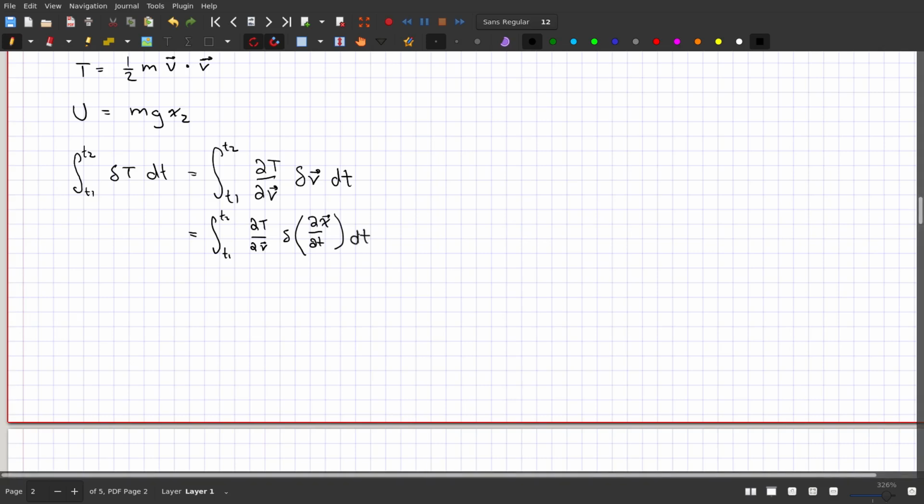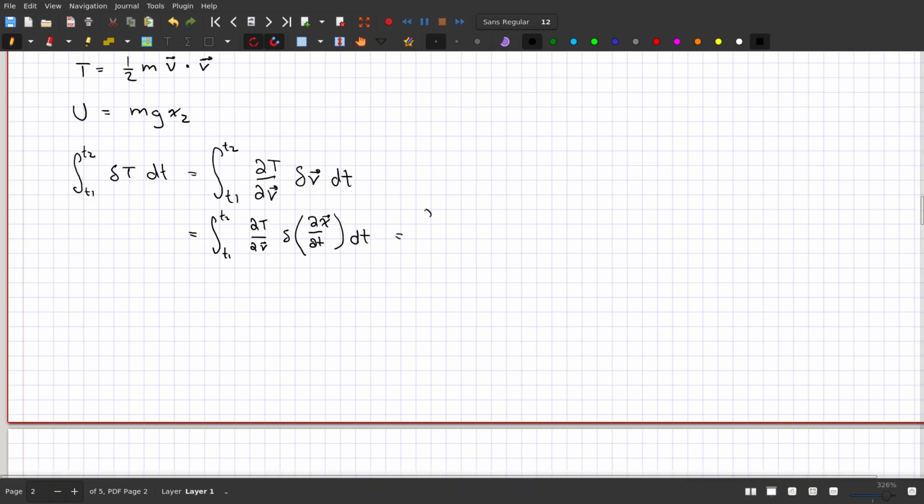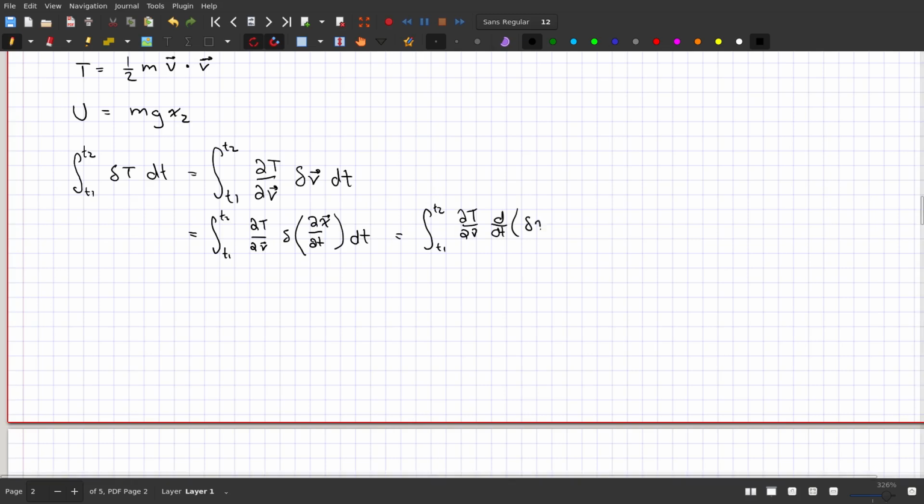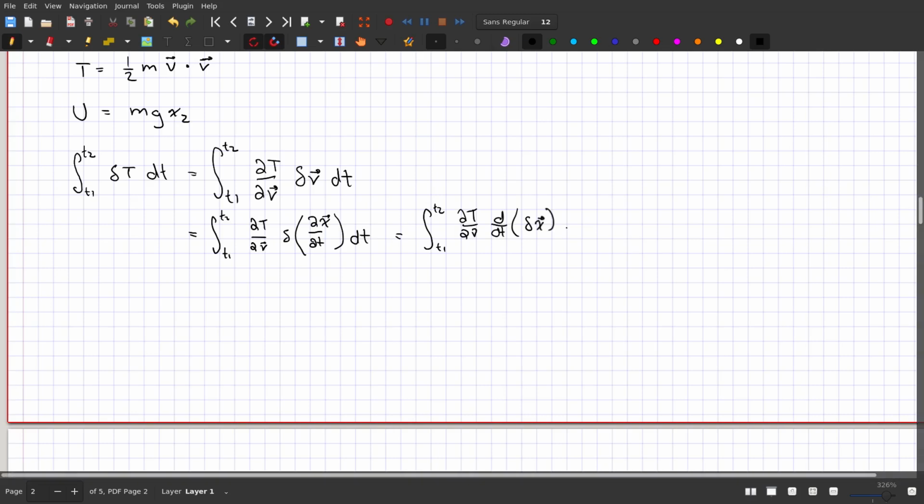Okay. Remember what I said, that the del operator is commutable with the differential operator? So I can also write this as the integral from T1 to T2 of partial T, partial v, d/dt of delta x, dt.